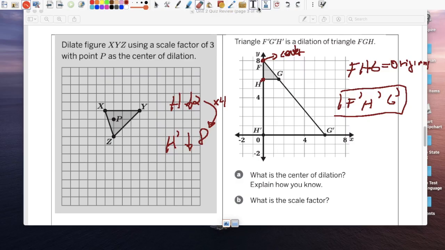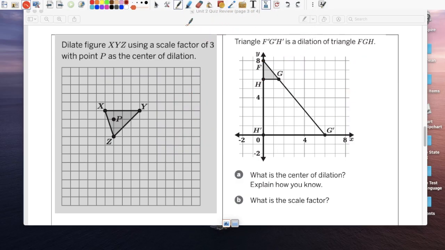Let's confirm that the scale factor is really 4. So we're saying that the scale factor is 4. Let's go to G. So here's my center of dilation again. And to go to G, I would go 2 to the right and then down. Oops, sorry. Down 1.5.